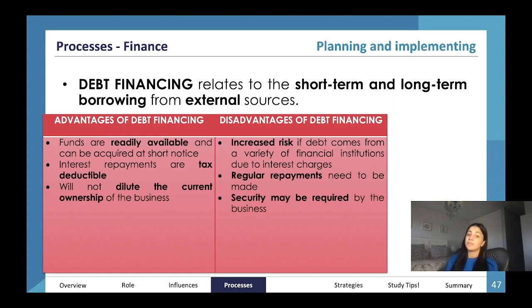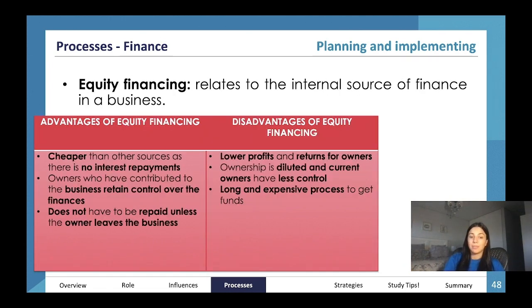While the disadvantages of debt financing is its increased risk if debt comes from a variety of financial institutions due to interest charges. If I've got all these different financial institutions giving me money, I'm going to have all these different interest charges, and that comes at a risk because if I can't repay that interest, or if interest rates are going up, I'm a little bit stuck. Regular repayments also need to be made, and security may be required by the business.